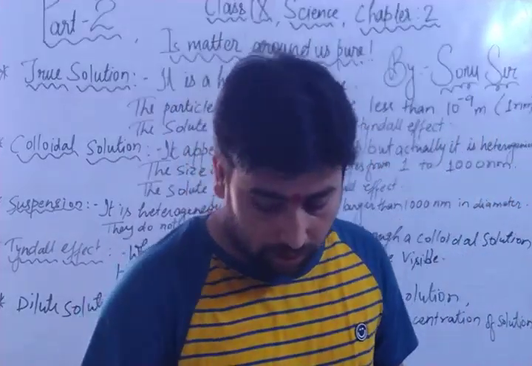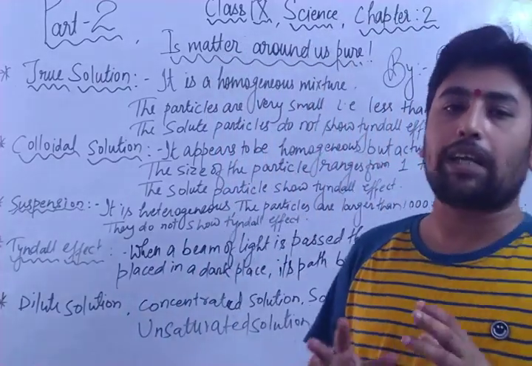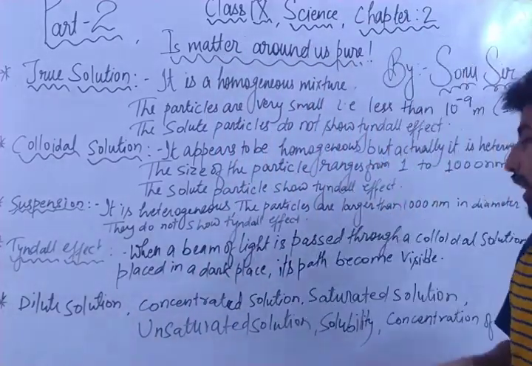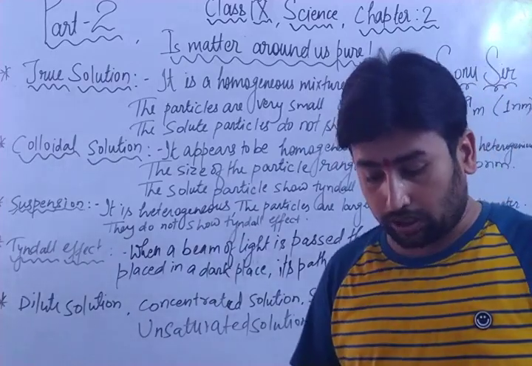The two types of solution are saturated and unsaturated. A solution in which no more solute can be added is called a saturated solution, and a solution in which more solute can be added is called an unsaturated solution.